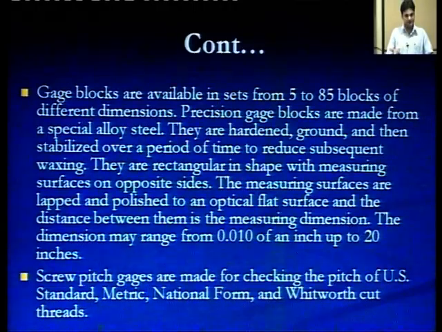Their shape is rectangular with mirroring surfaces on the opposite sides. The mirroring surfaces are again lapped and polished so that they stick together, and the distance between them is the measuring dimension. Now this dimension may range from 0.010 of an inch up to 20 inches. Now screw pitch gauges are used for checking the pitch of threads like the Whitworth thread, standard threads, national form or metric type.